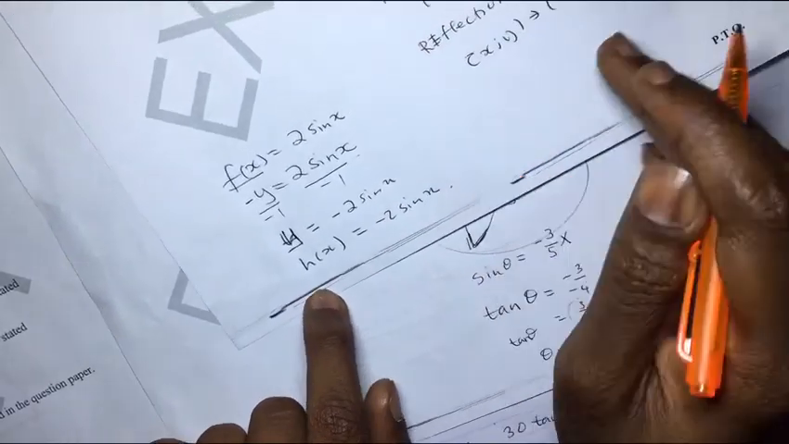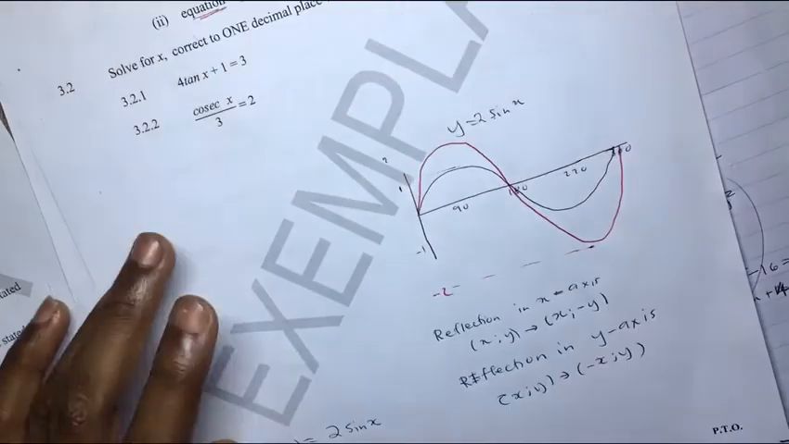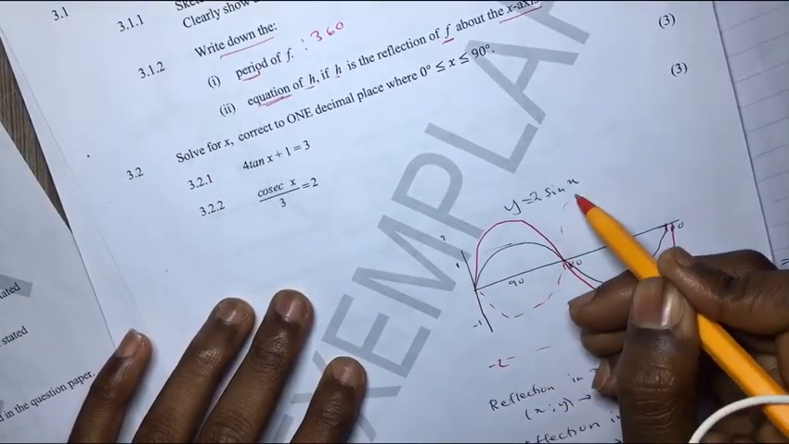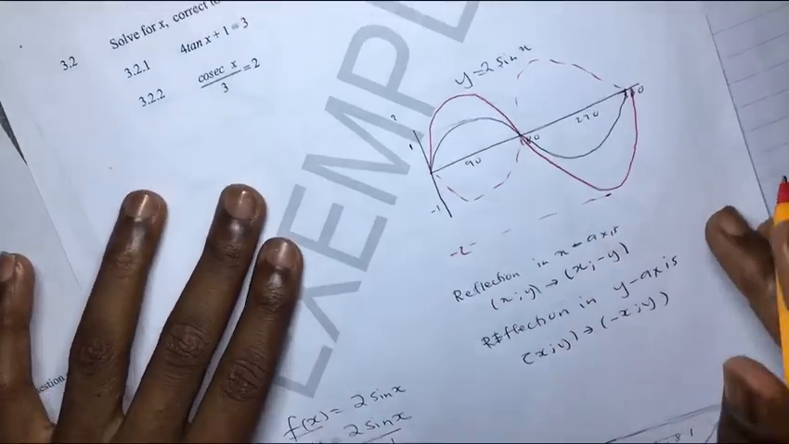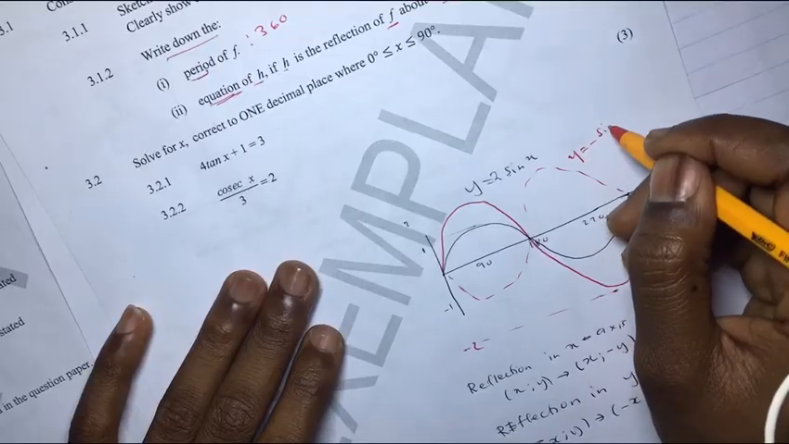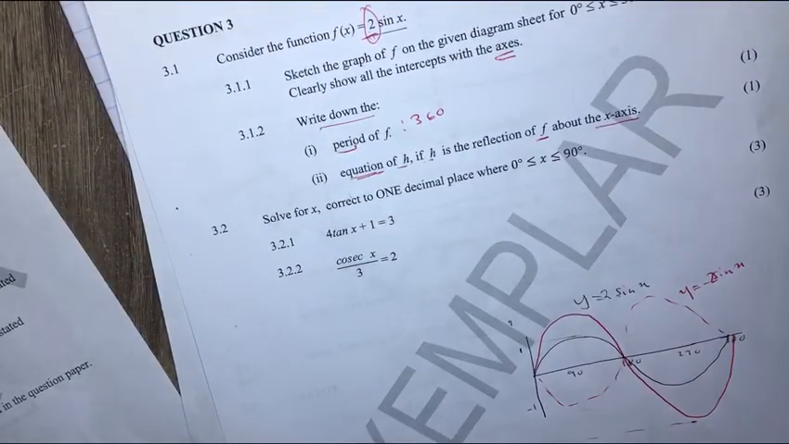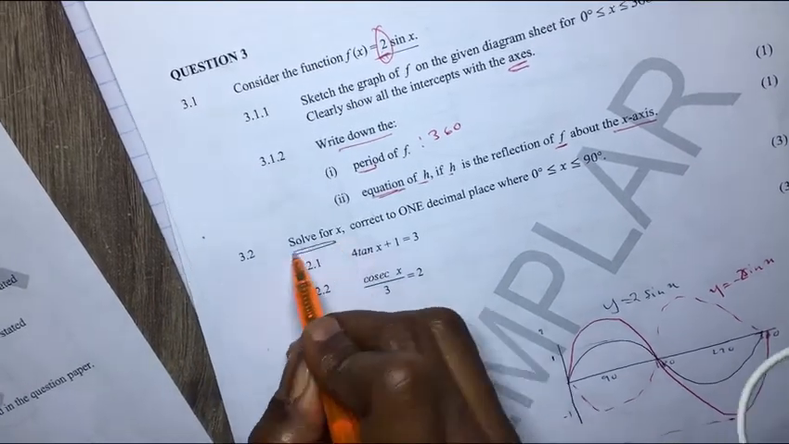So basically it's an inverse of that graph. It's going to start like this. It's going to start going down first, you see, because this one is a negative graph too. I hope we are getting it. And then solve for x.